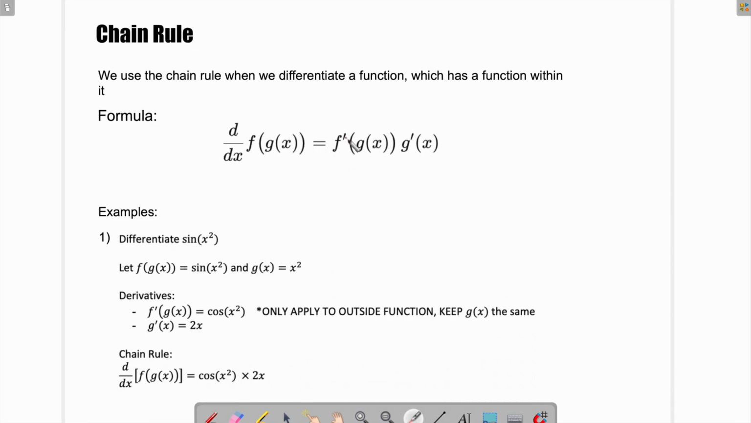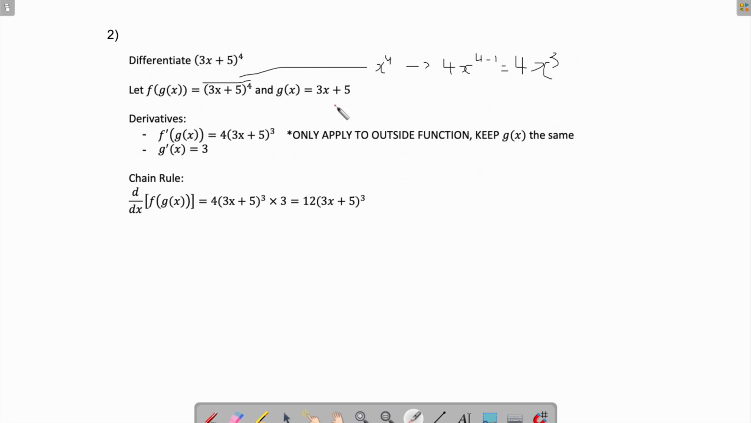So now let's find the chain rule. Let's go back. It was the derivative of the outer function, keeping the inner function the same, times the derivative of the inner function. We established the derivative of the outer function to be 4 times 3x plus 5 to the power of 3, and the inner function to be 3. So simply 4 times 3 is 12, and the remaining is 3x plus 5 cubed. Awesome. So that comes to the end of the video. I hope we provided some clarification to any questions you've had, and best of luck in your studies.